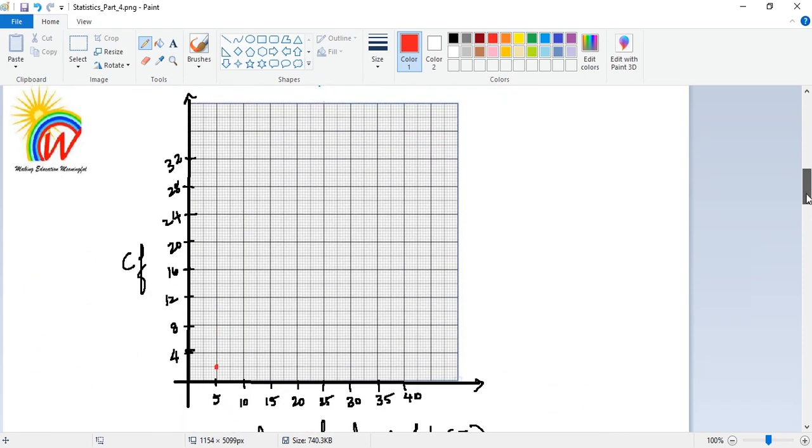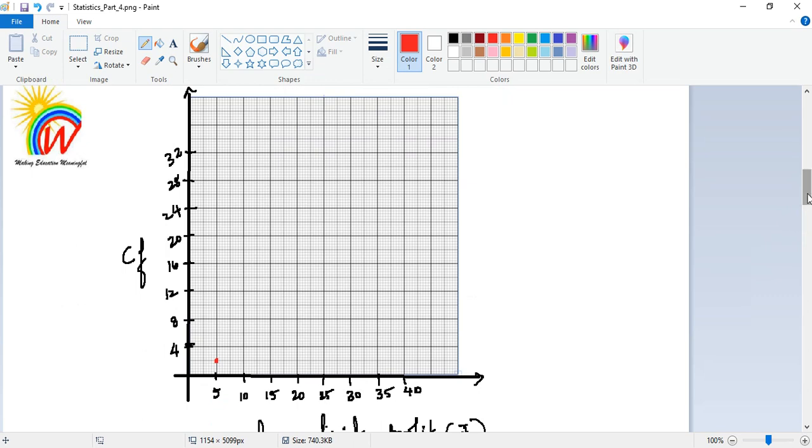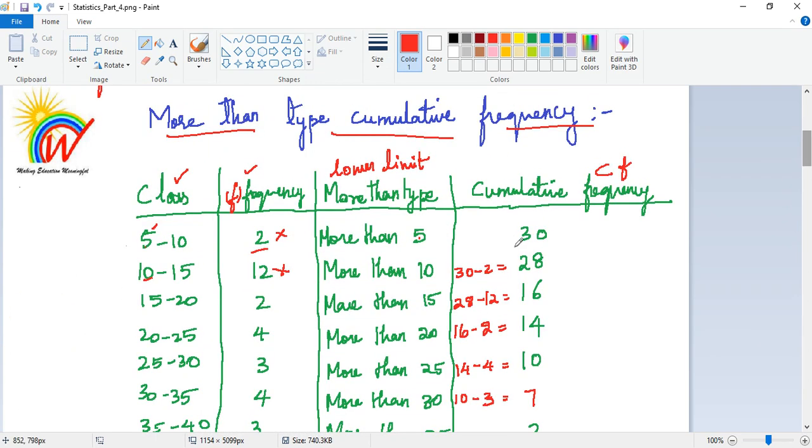Now we are going to plot the graph. For more than 5, it is 30. I have plotted 5, 10, 15, 20. You are going to plot only this and this, not the first two.